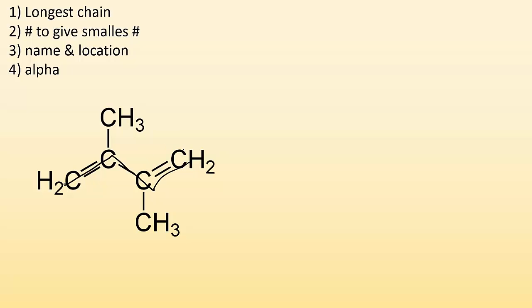And now I got to figure out, well, which way am I going to number it? And hopefully you can tell by looking at it that it doesn't matter if you go left to right or right to left. This is a symmetrical molecule. So I'm just going to start naming it. All right, well, I got a 4 carbon chain, so base is but. And I got a double bond, so it's going to be ene.